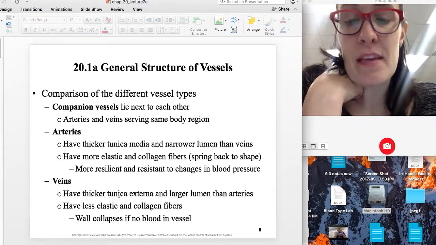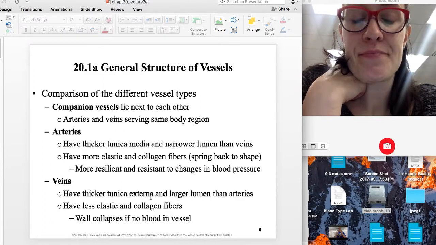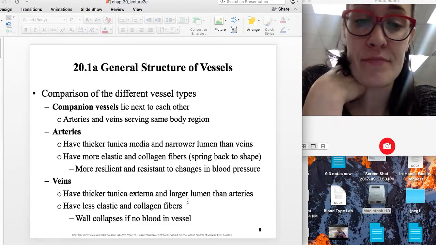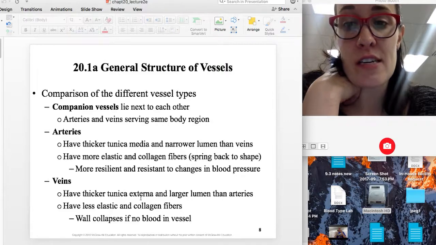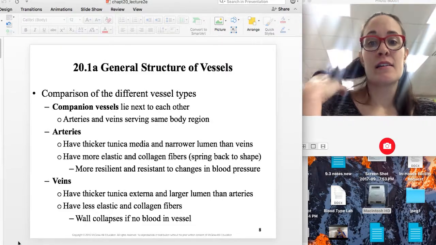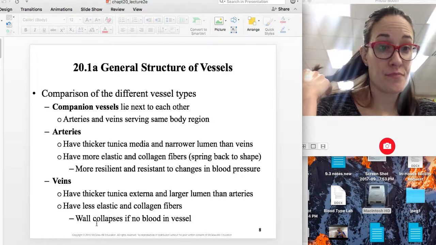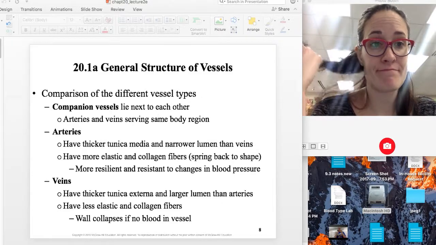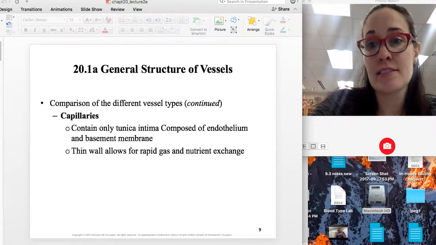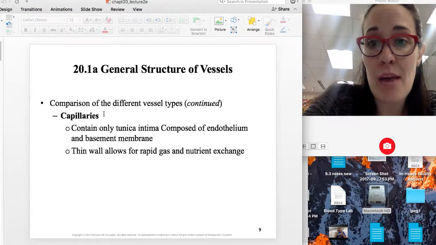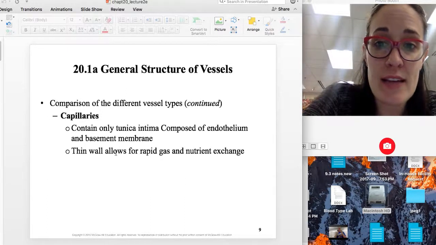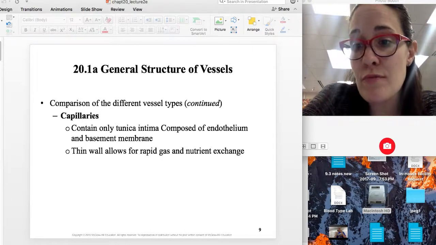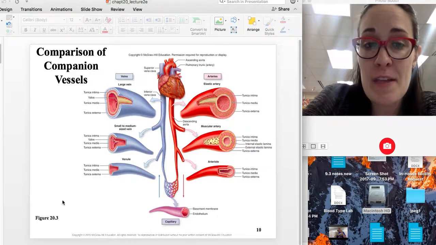Veins do have a thicker outer layer and a bigger lumen. You'll be able to see that in a cross-sectional view. Veins actually totally collapse if they don't have blood in them. So they don't have a lot of elastic tissue. The capillaries, they only have an inner layer, like I said, and they're very thin walls for gas exchange.